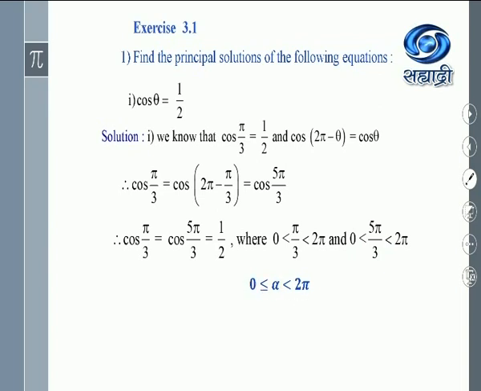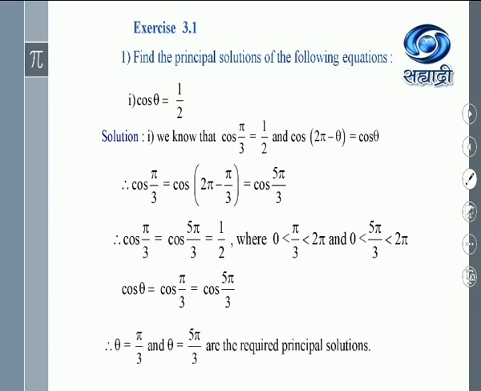This is the condition actually you got, but if you are writing this way, once the angle is fixed, it makes no difference. Okay. So we have cos theta is equal to cos pi by 3 is equal to cos 5 pi by 3, and therefore theta is equal to pi by 3 and theta equal to 5 pi by 3 are the required principal solutions.